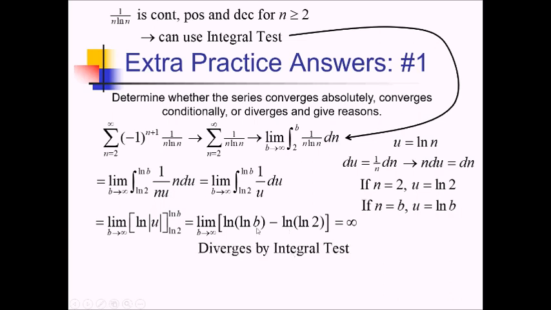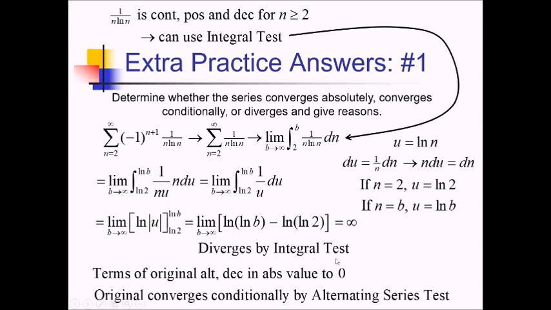So we go back to considering the alternating version of the series. And when we do that, we see that first off, it is alternating. And also, the terms are decreasing, in absolute value at least, all the way to 0, because the limit as n approaches infinity of 1 over n ln n is 0. So because our terms are alternating and decrease in absolute value to 0, the original series is going to converge conditionally by the alternating series test.